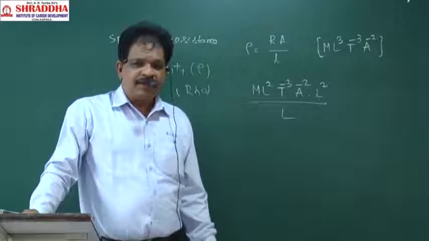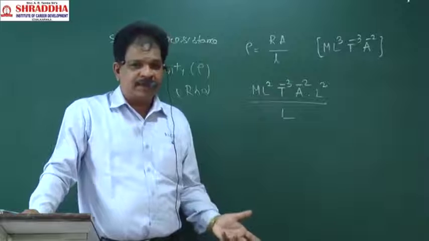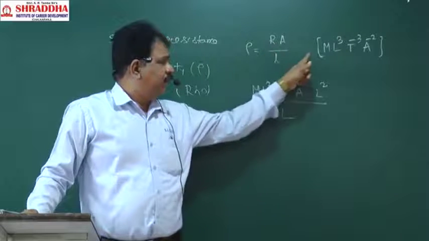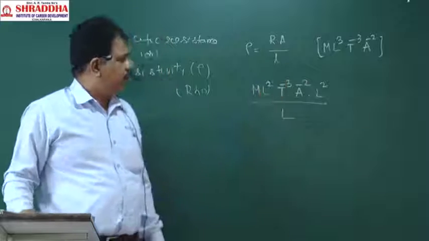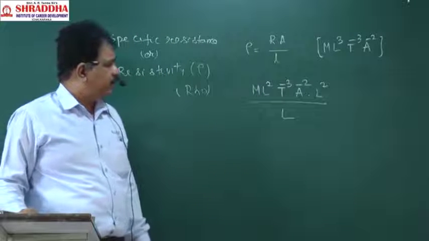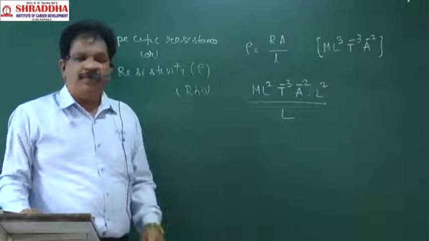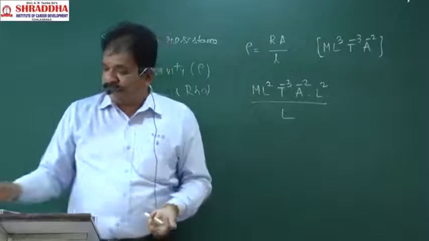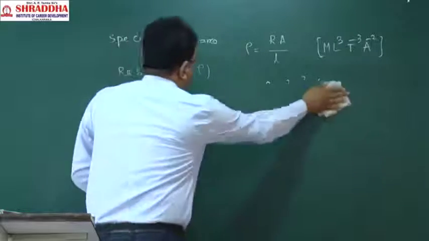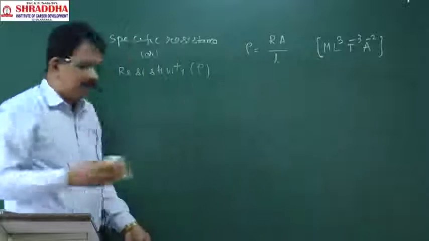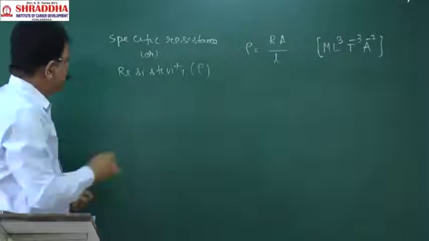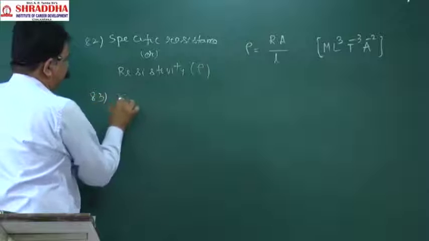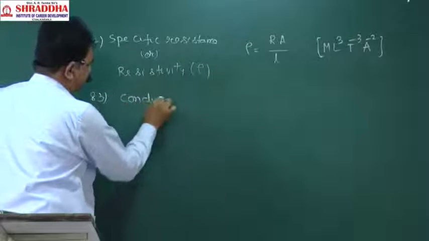Clear? For resistivity or specific resistance, the dimensional formula will be M L cube T power minus 3 A power minus 2. Its formula will be rho is equal to RA by L. Next, the reciprocal of this will be called conductivity. So this is 82. Next, 83.